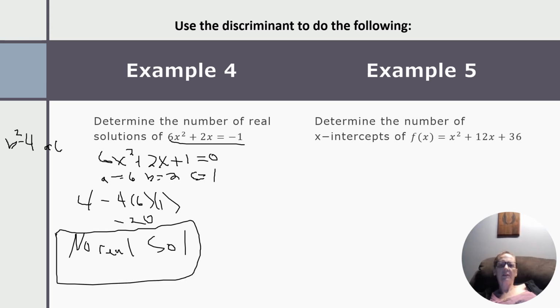All right, and our second one looks different, but it's not. Determining x-intercepts is the same as finding the number of real solutions. So here's my quadratic right there. So my quadratic is A is 1, B is 12, C is 36.